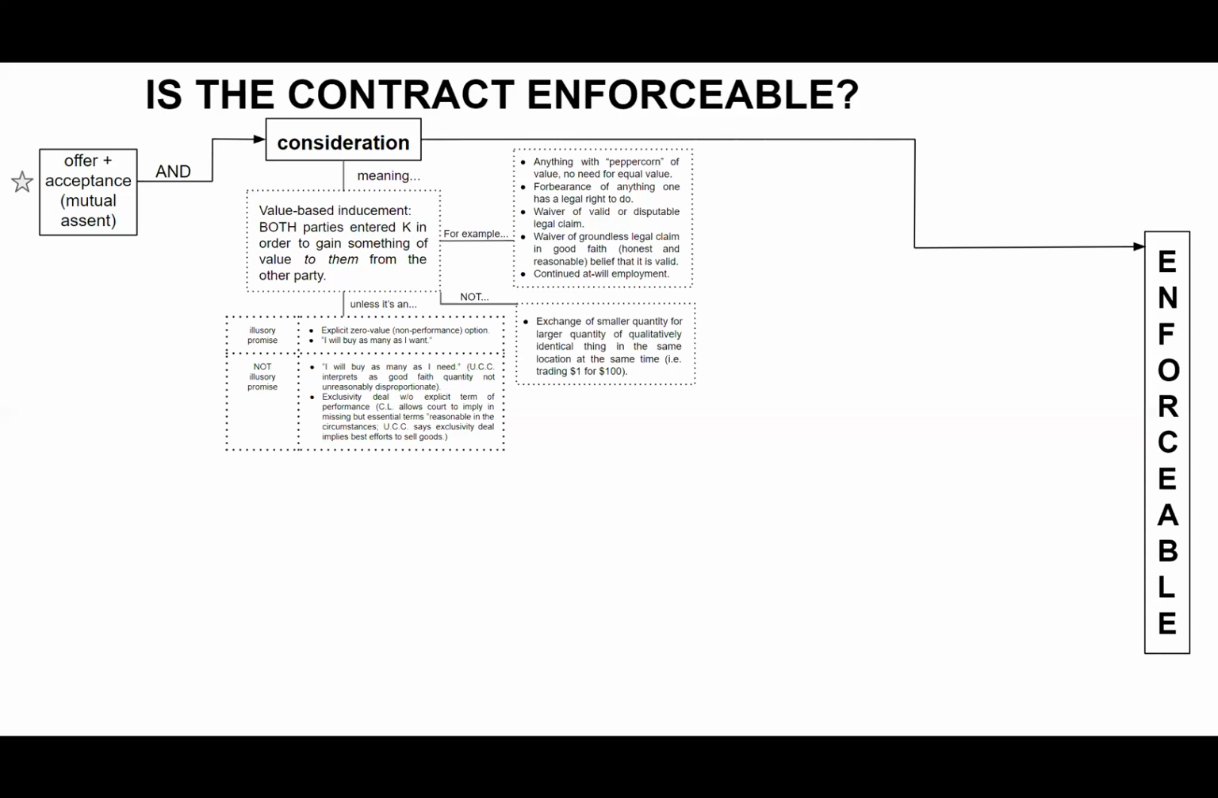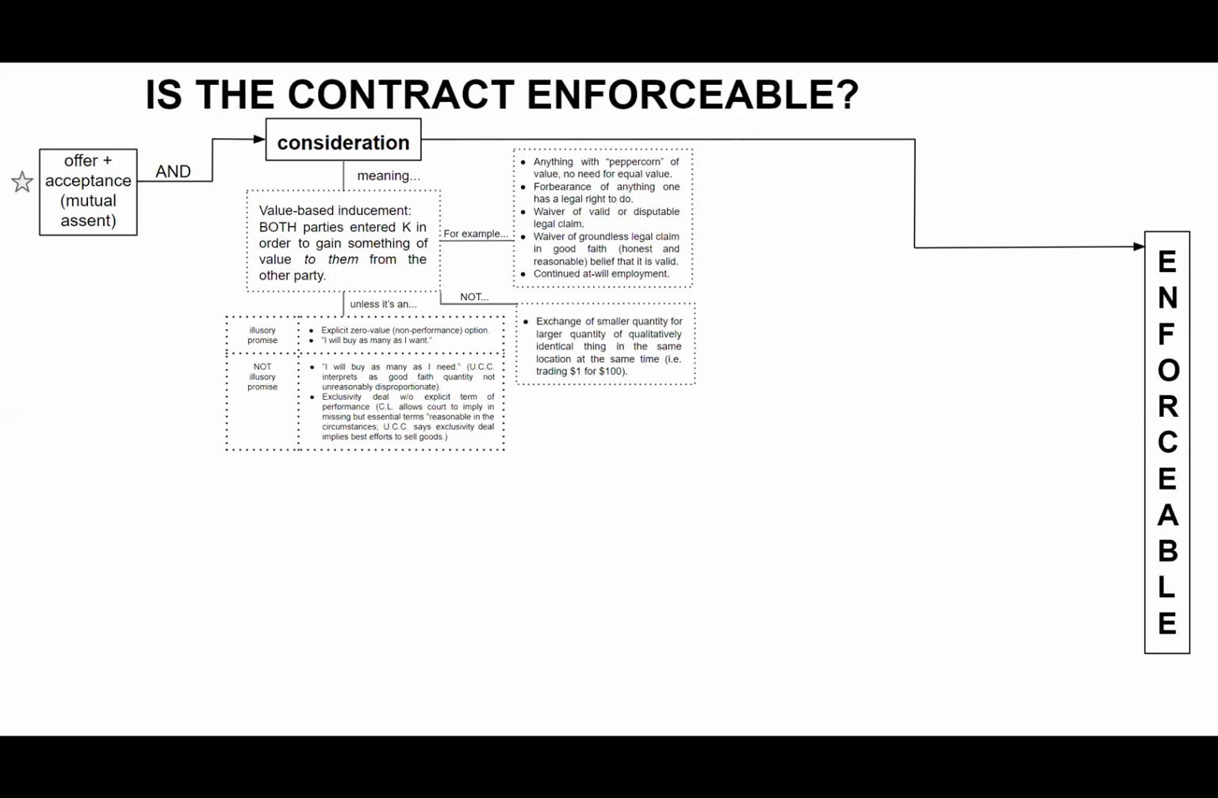But we need to be careful with the language here, because if they say, I will buy as many as I need, "need" is different from "want." Now you might think, well, what if they don't need anything either? Well, the UCC, if we're buying as many as I need, we're probably transacting in movable goods. So we're probably governed by the UCC. And the UCC interprets this as any good faith quantity that's not unreasonably disproportionate to a stated estimate. So if you're a restaurant and you're telling a farm that you'll buy as many tomatoes as you need, well, this is going to be interpreted as not an illusory promise because you're expecting to need some amount that's greater than zero.